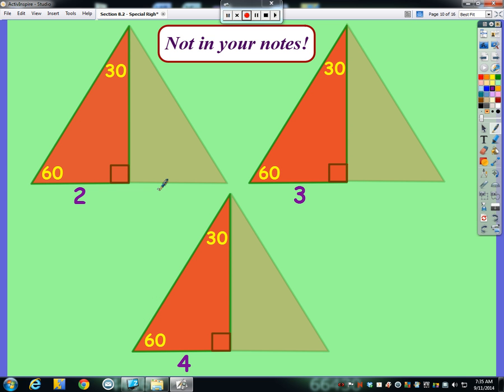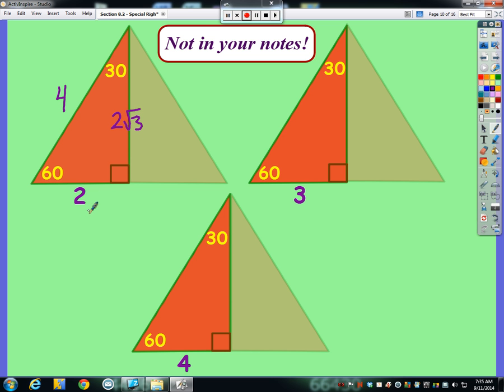Okay? Now, let's see if we can apply the pattern that we think we know so far to these three examples. And again, these are not in your notes, so don't worry about it. We're just going to follow along here. So if this is 2, we said, well, this has got to be 4, right? Because this piece over here would be 2, and that whole thing would be 4 if this was an entire equilateral triangle. All right, so this piece over here, we think it's going to be 2 root 3.